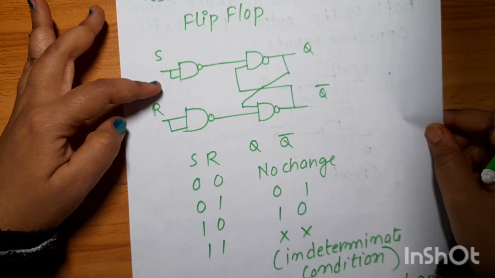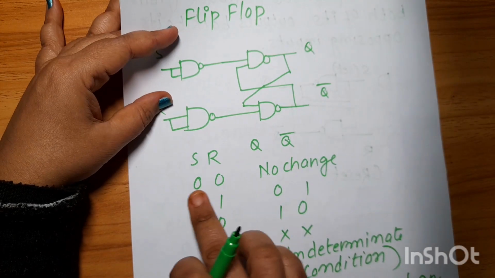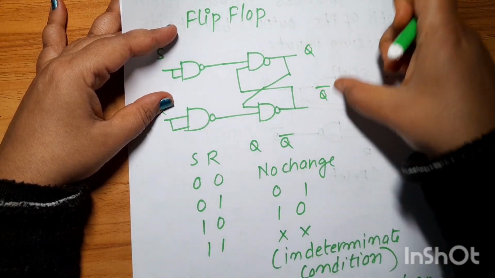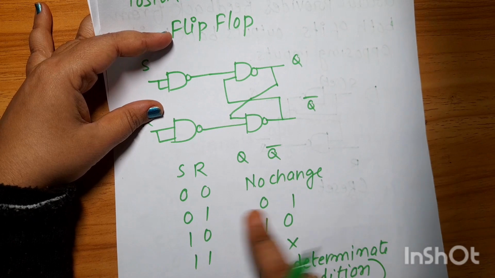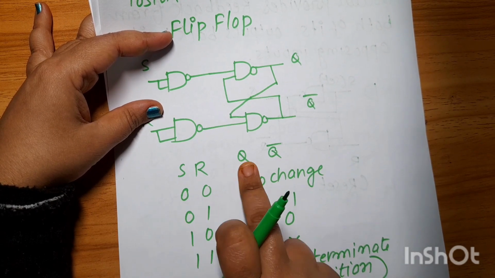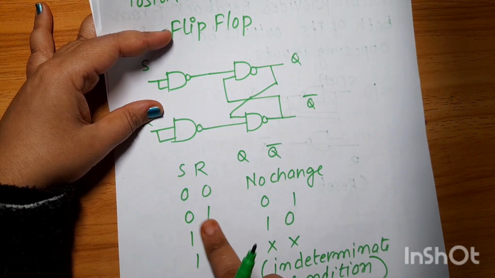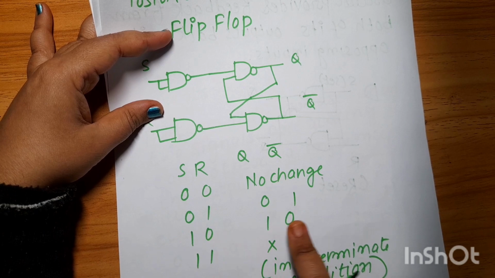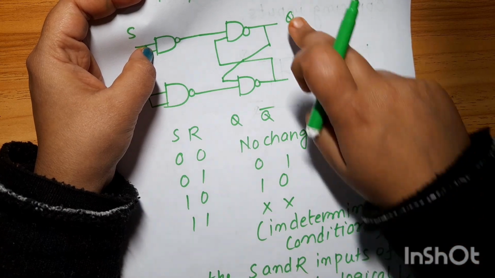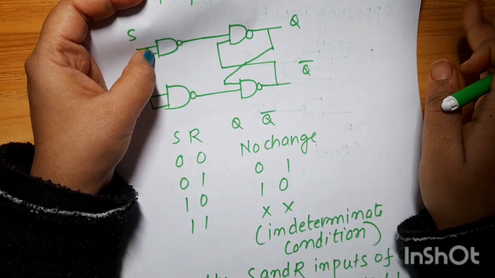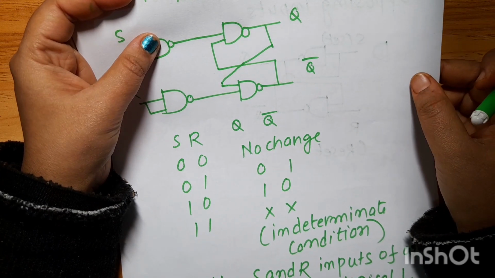So for S and R inputs, all 4 combinations: 0 0, 0 1, 1 0, 1 1. Q and Q bar are always complements of each other for an SR flip-flop. When S and R are 0 0, Q and Q bar have no change. Whatever is the initial value, that would remain there. For 0 1 and 1 0 the outputs follow, and 1 1 is XX, the indeterminate condition. Both Q and Q bar try to be 1, which is not possible. So it is actually a race around condition.